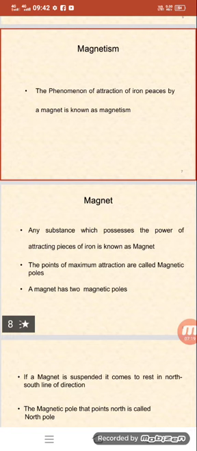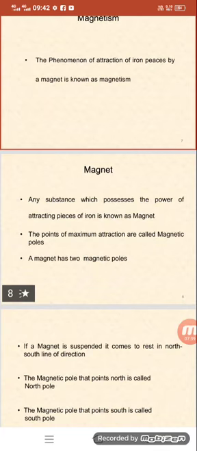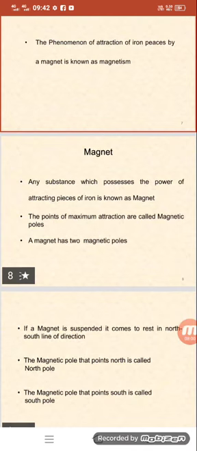it comes to rest in the north-south line direction. Suppose we are suspending one magnet in the air with some supporting thread. Then the magnet always indicates the direction from north to south. The magnetic pole that points to the north is called the north pole, and whatever magnetic pole indicates the south direction is called the south pole.